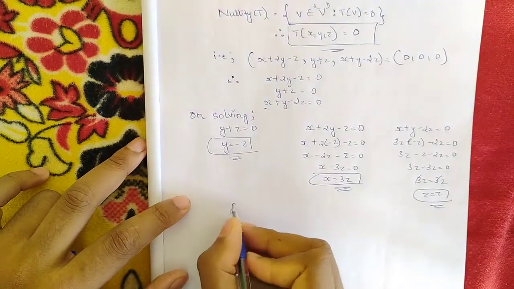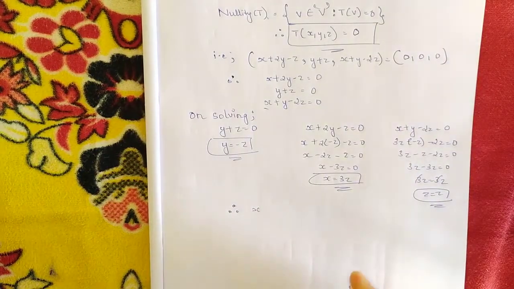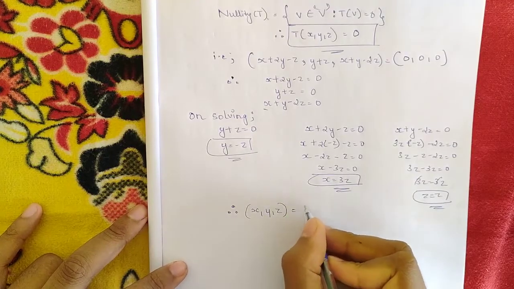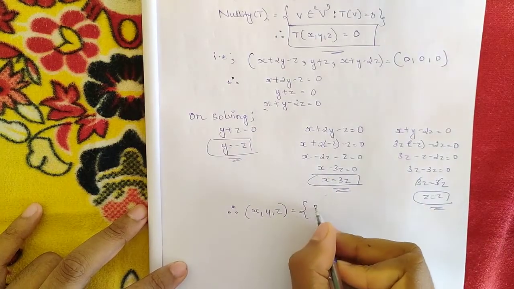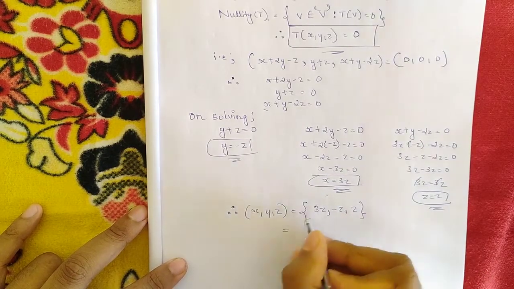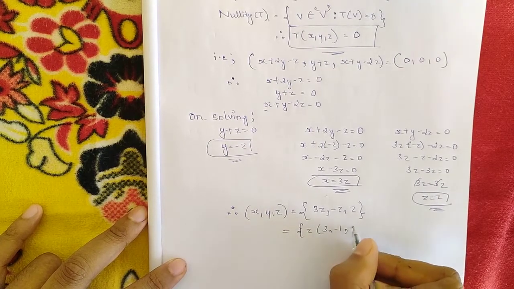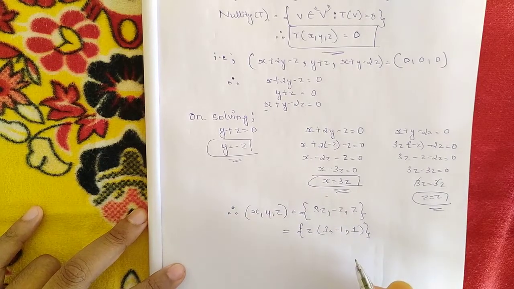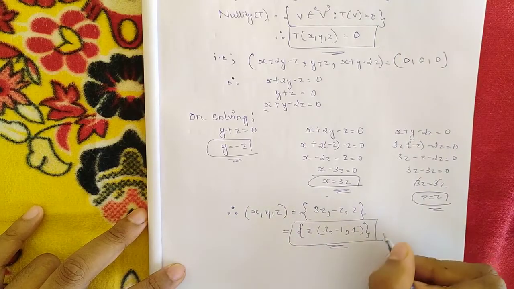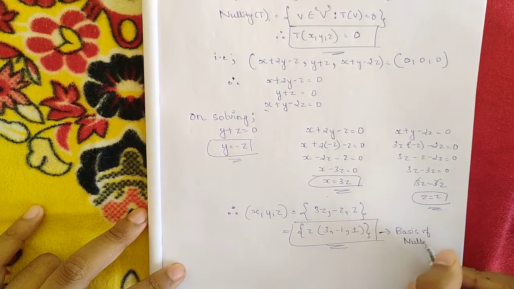After that, therefore, write x comma y comma z is equal to whatever answer we got, that is 3z, minus z, z, or we can say z, take it common, 3 comma minus 1 comma 1. Okay, so this is the basis of nullity of T.